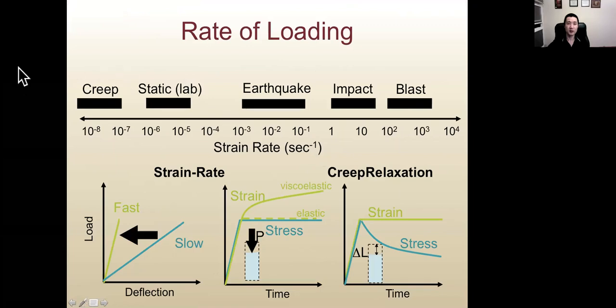All right. Then let's look at the rate of loading and its effect on viscoelastic materials such as concrete. Here shows a rate of loading for different types of load. From creep to blast, the strain rate differs very much. The unit of strain rate is 1/s, which is defined as this.